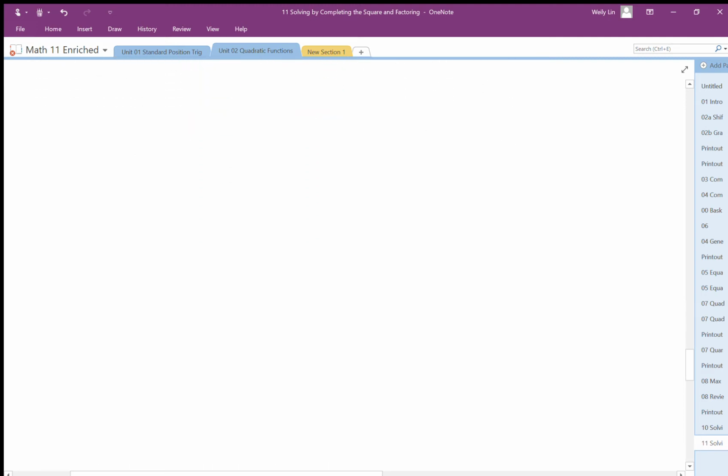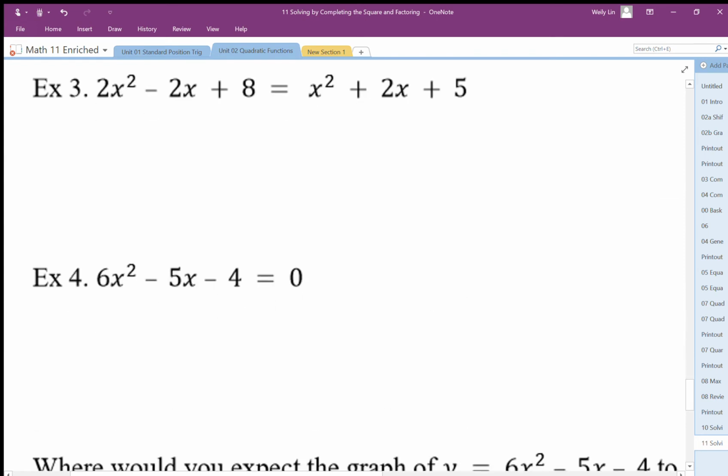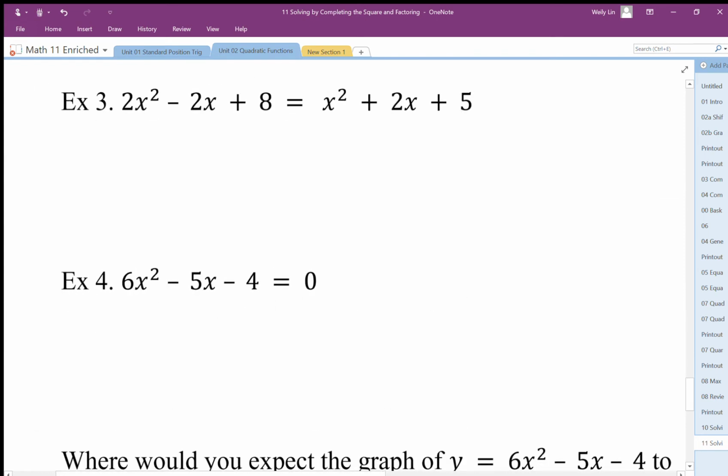So basically, what we want to do is make it equal to 0 and then factor. It's important that it has to be equal to 0 for this to work. So if I take a look at this equation here, I want to make this equation equal to 0, so I'm going to subtract x squared from both sides, subtract 2x from both sides, and subtract 5 from both sides, and I'm going to end up equaling 0.